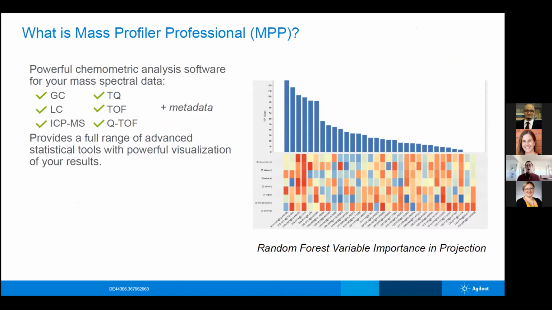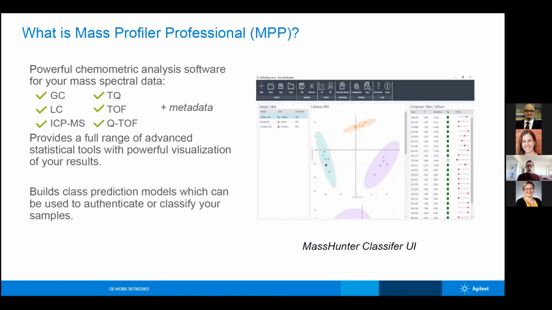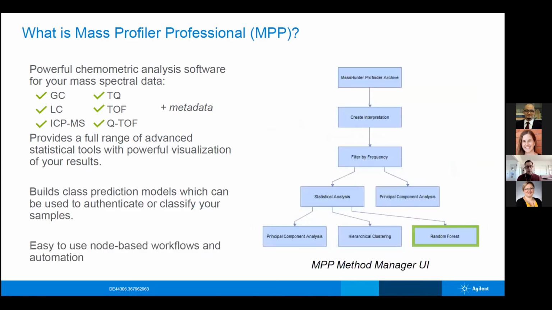And it's very, very advanced statistically. So we have a lot of statistical tools in there and powerful visualization packages. So on the right here is a visualization of a random forest variable importance model. On the right here, we have something called classifier. So this lets you build class prediction models in that software as well, which can help authenticate or classify your samples. And I'll talk about that a bit later and what it can do.